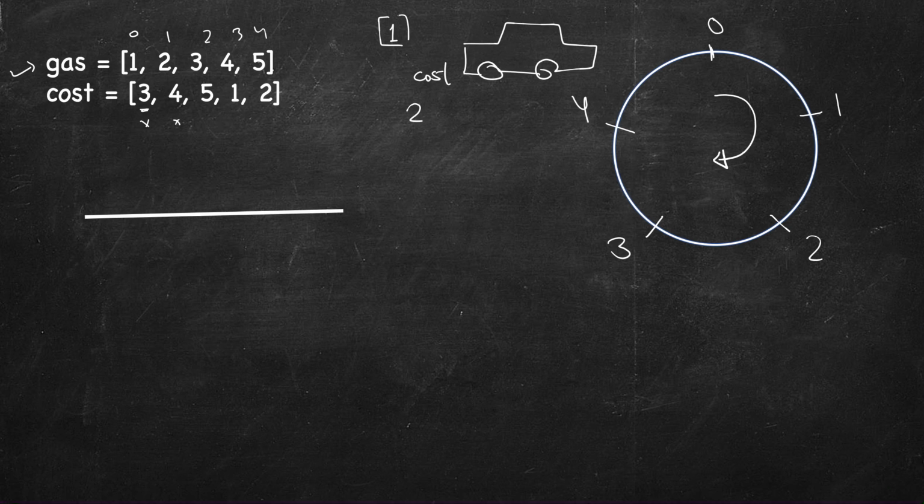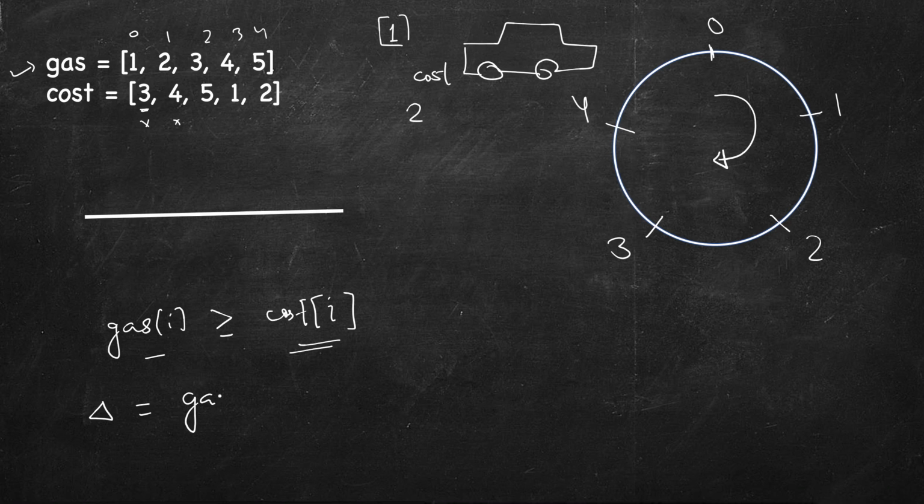So what we are checking is that gas I should be greater than or equal to cost I in order to start from there. We can think of this as a difference or surplus. Let's call it delta, gas I minus cost I. This should be positive in order to start. So as long as you are getting negative, you cannot start.